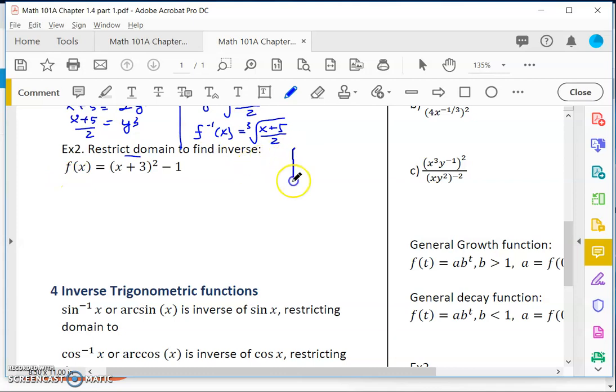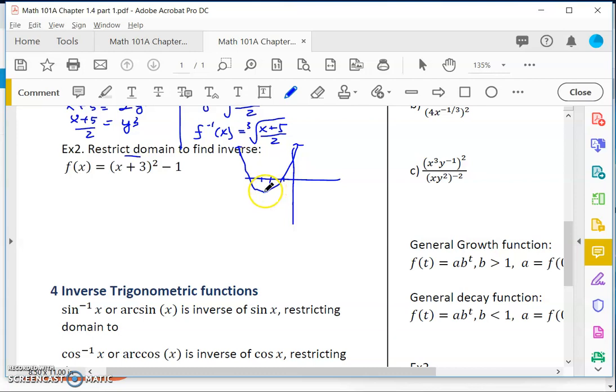So let's think about this. This function, (x plus 3) squared minus 1, is a quadratic function. It's a parabola. If I graph it, I would shift it down 1 and also shift to the left by 3. Down 1. So this function should be here like this. You see how technically, if I do a horizontal line, I would cut two points.